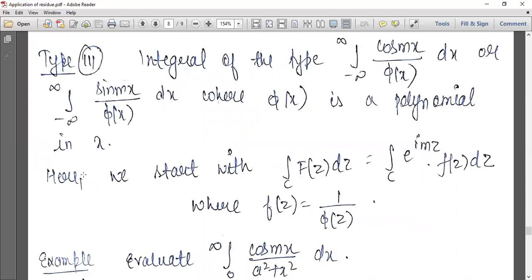So now here I will start with the integral over C of capital F z dz equal to the integral over C of e raised to the power i m z. Now just remember here this m is your cos mx's m, into small f of z. Now what is small f of z? Small f of z is given by 1 upon phi z. So basically you have to replace your cos mx or sin mx with e raised to the power i m z, and phi x will become phi z in the denominator.